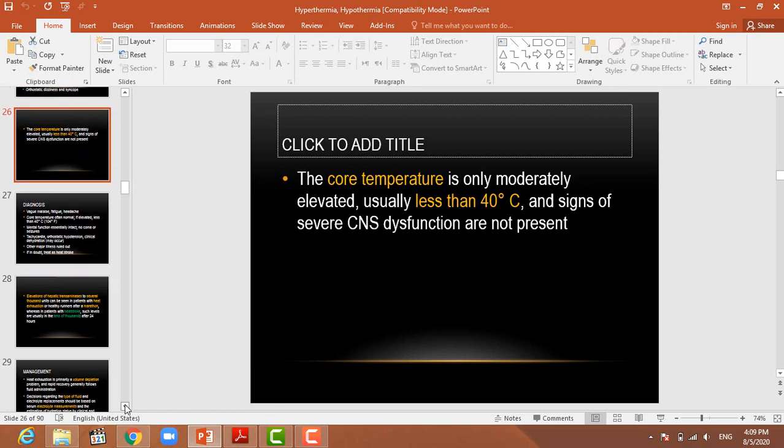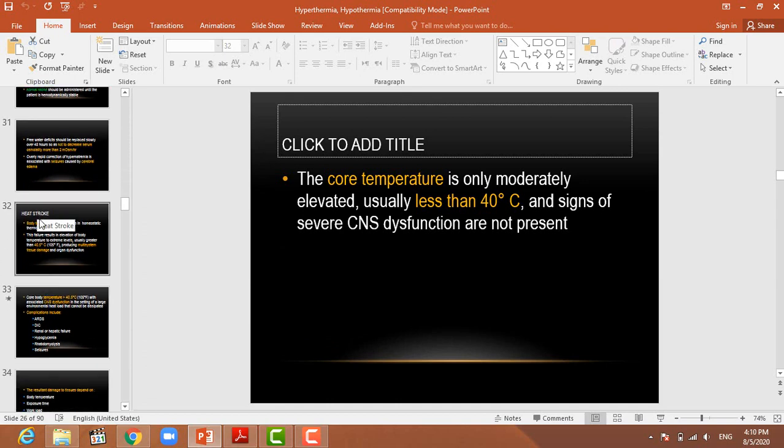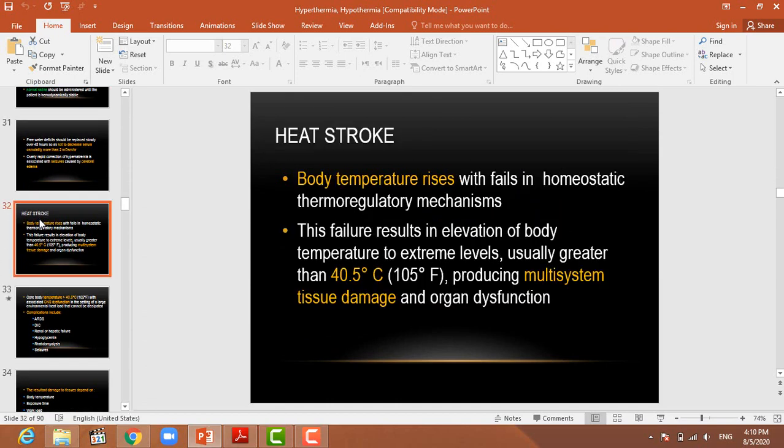While heat stroke is quite different from these things. In heat stroke, the body temperature rises mainly because the homeostatic thermoregulatory mechanisms fail. The failure results in elevation of body temperature to extreme levels, greater than 40.5 degrees centigrade, more than 105 Fahrenheit, and this will lead to multi-system tissue damage, mainly renal failure, oliguria, and kidney damage, or the CNS is involved, where your neurons are going to be damaged at that time.